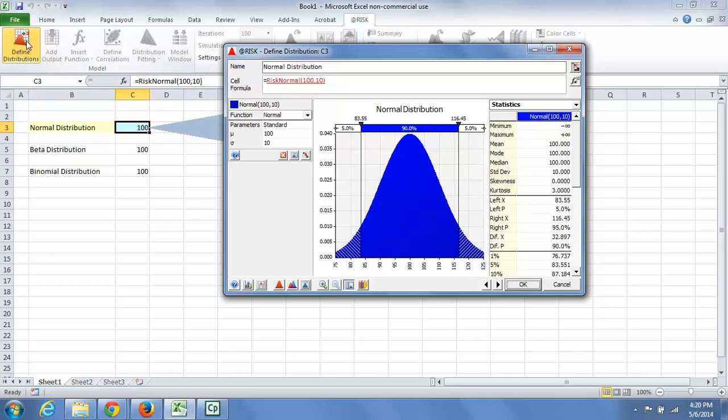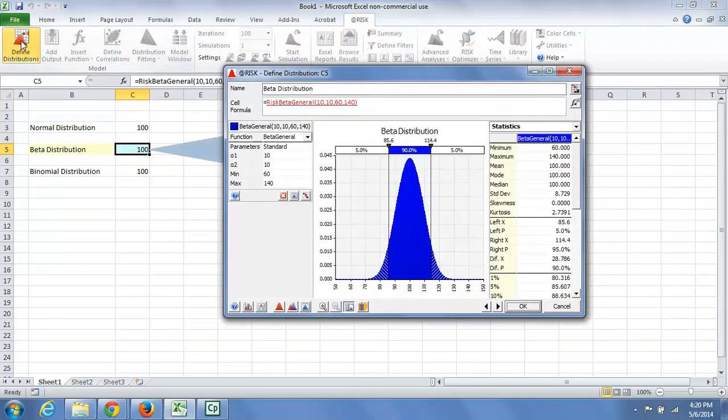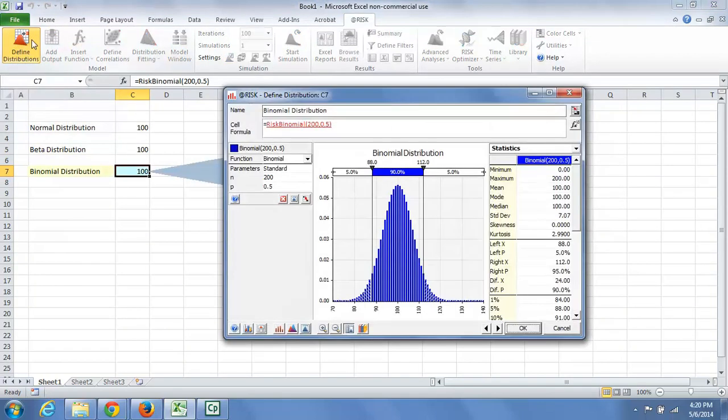Other distributions can approximate the normal at times. Here is, for example, a beta distribution. This beta distribution has alpha 1 and alpha 2 equal to 10, and I have assigned a minimum of 60 and 140, and you see this beta distribution assumes a near normal shape. Likewise, the binomial distribution approximates a normal distribution in some circumstances. I have n of 200 and a p of 0.5 here.